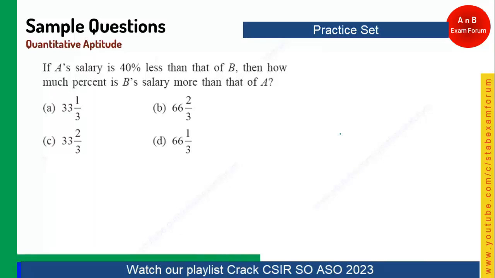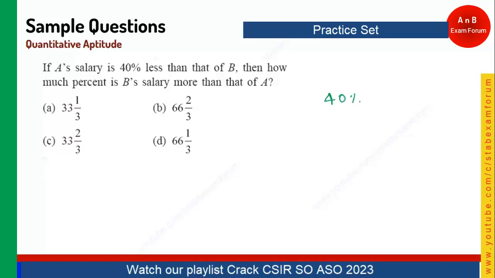It is from the percentage, and you need to find out the percentage with respect to some other percentage. Okay, so if A's salary is 40% less than that of B, what does this mean? 40% means how much? 40 divided by 100, it comes to be 2 by 5. So this is B's salary. So A's salary is 40% less than that of B, so A's salary will be 5 minus 2, 3. Okay, so A's salary will be 3 rupees.